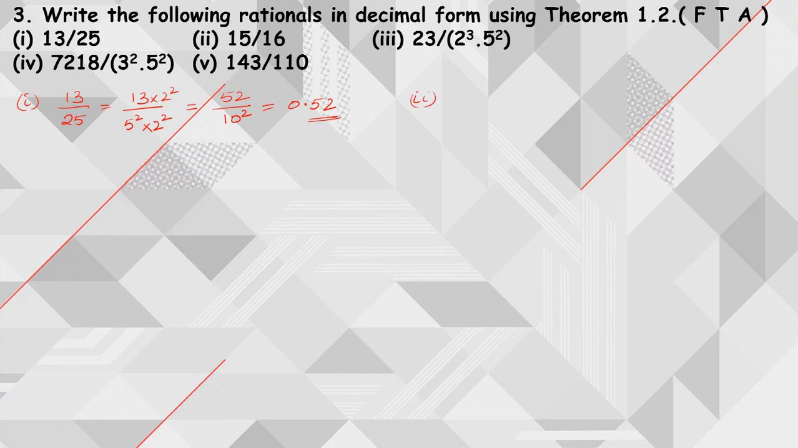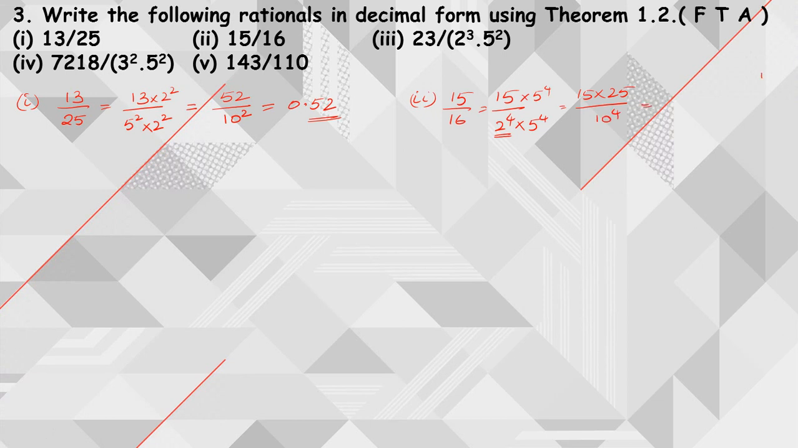Next, moving on to question number 2, 15 by 16. 15 by 16 I can write as 15 by 2 power 4. Since we have 2 power 4 here, it should be multiplied with 5 power 4. So what is the value of 5 power 4? 5 power 4 is 625. So 15 into 625 divided by 10 power 4.